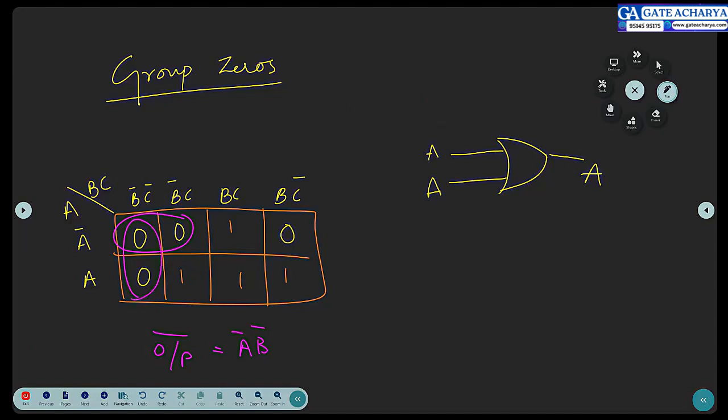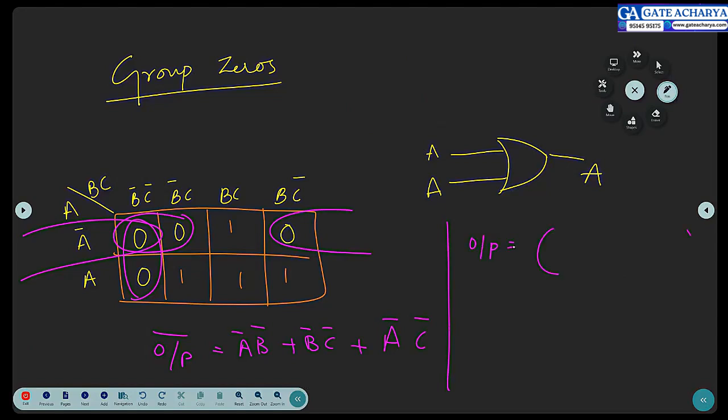And these two cells, what are the common terms? B bar, C bar. And in these two, A bar. Now, this is output bar equal to. What is output equal to then? You have to take the whole bar on the other side. But how do you take this bar inside? There is a law for that. What is the definition of that law?